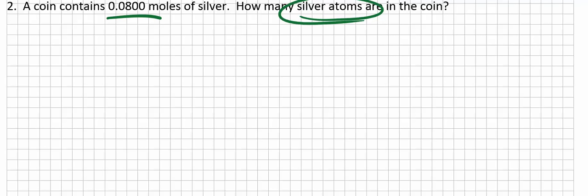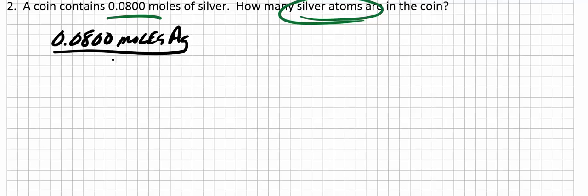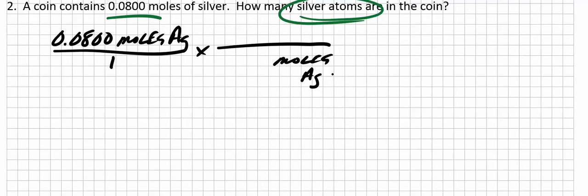So I'm going to start with what I know. What I know is 0.800 moles of silver, Ag. I'm going to place that number over 1, just like that. That holds the place. And then what I'm going to do is make another line, and whatever unit's in the upper left will go right here. And I have moles of silver right there.